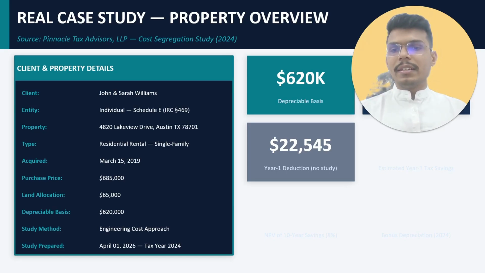So the cost segregation here is conducted at a property located at 4820 Lakeview Drive. The cost of the property is 685,000. Land allocation is 65,000 and depreciable value is 620,000. Land is a non-depreciable asset.